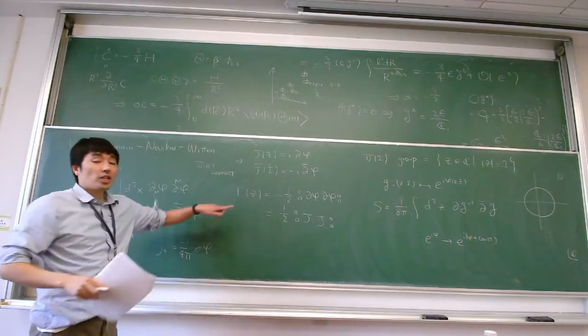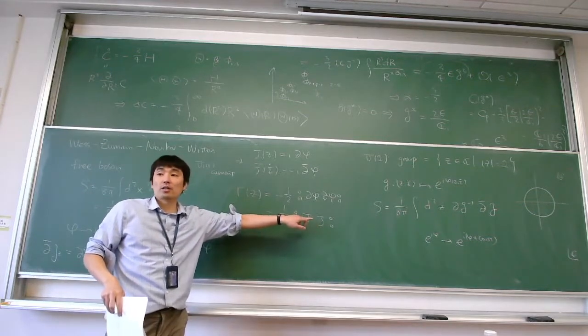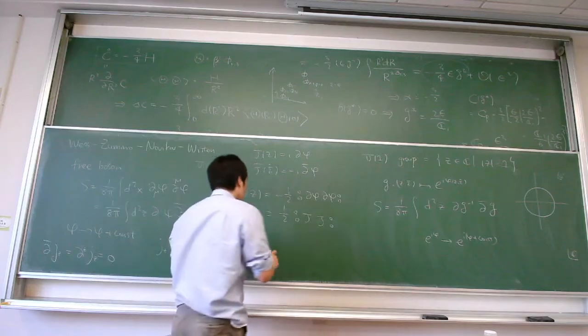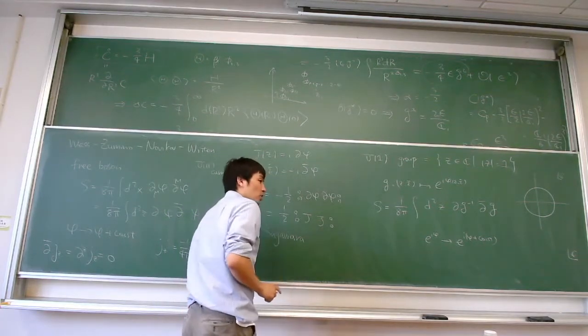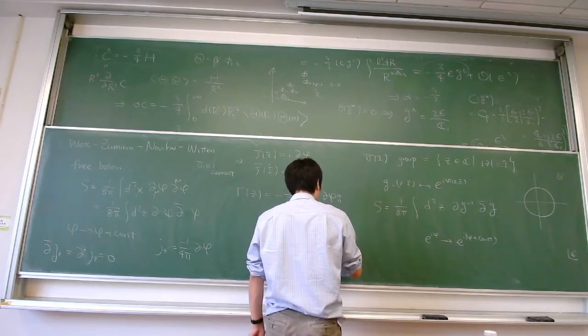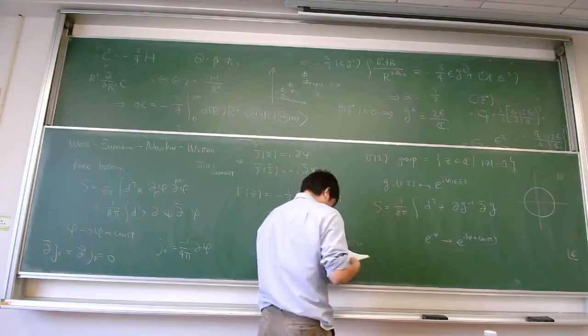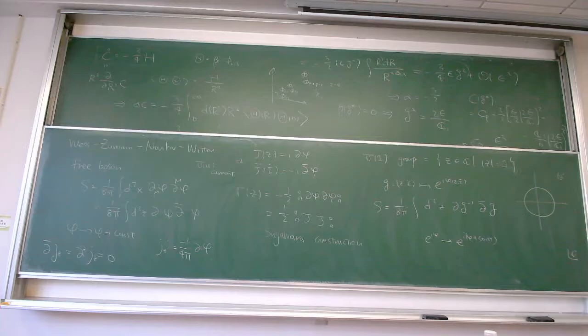And the stress energy tensor can be written in terms of J times J, the U(1) current. This is called the Sugawara construction, as we will see. So this is the baby version of the Wess-Zumino-Witten model. Why is it baby? Because U(1) is commutative. Commutative means it's an abelian group.